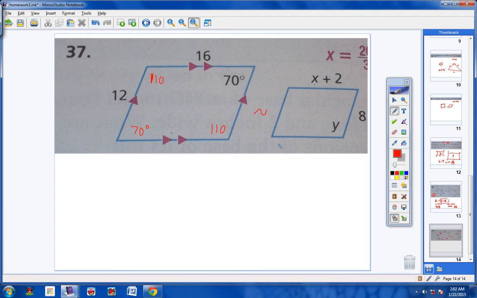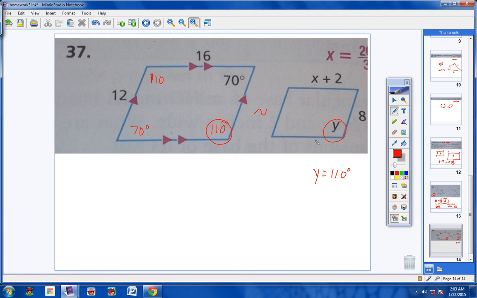Okay. Now, let's go ahead and solve for angle y. Angle y would be 110 degrees. See it? There it is. So y equals 110 degrees. Okay. Because we know the two parallelograms are similar, that means the angles have to be congruent. So that's why if this is 110, I know this has to be 110 also.